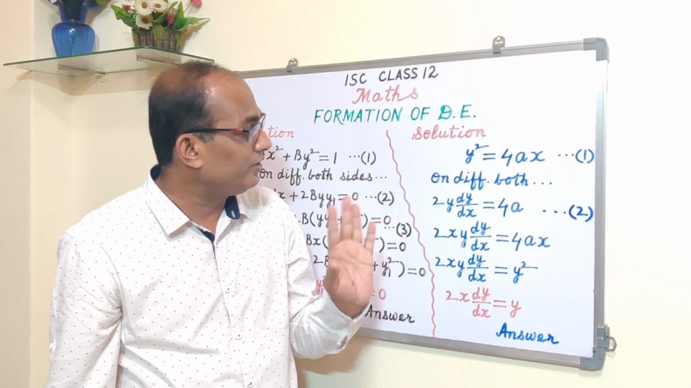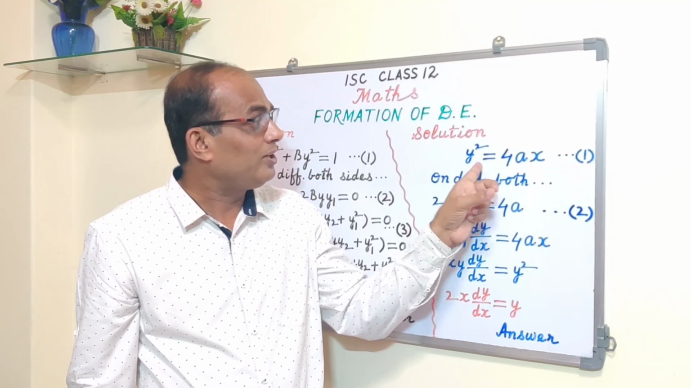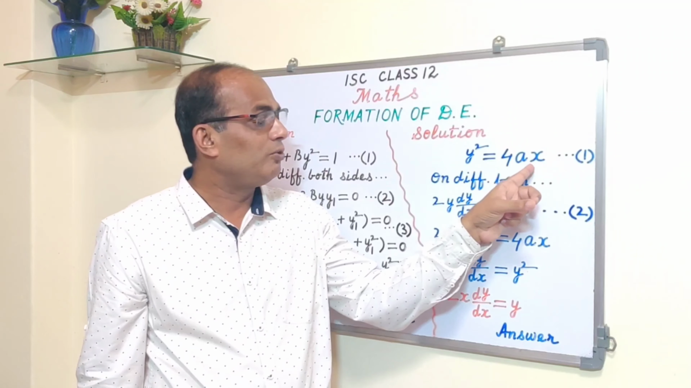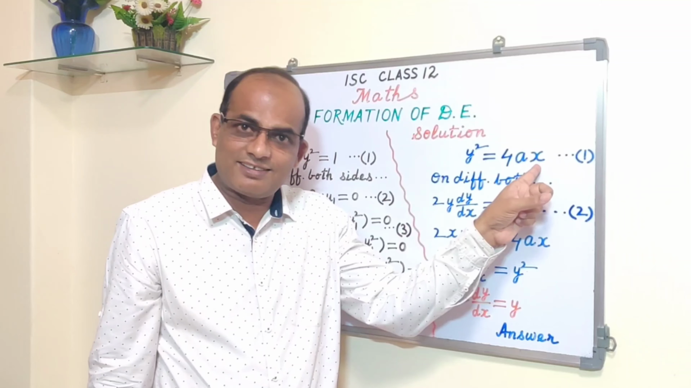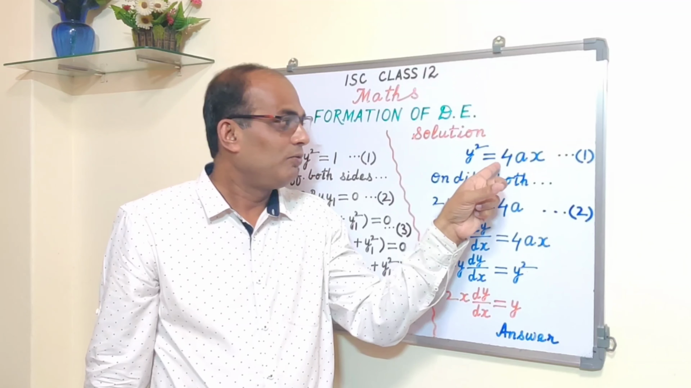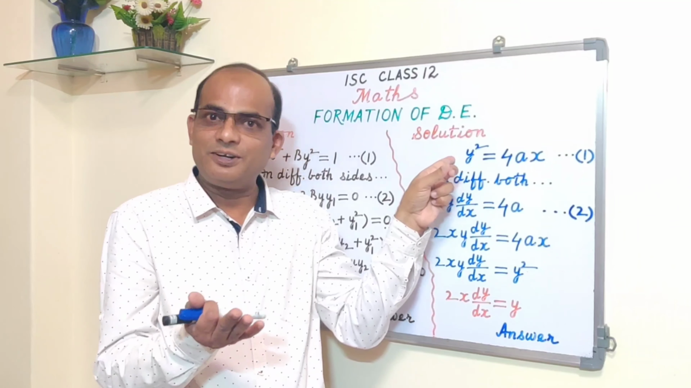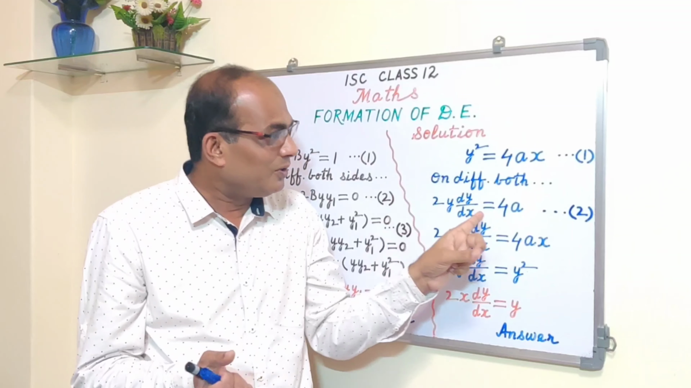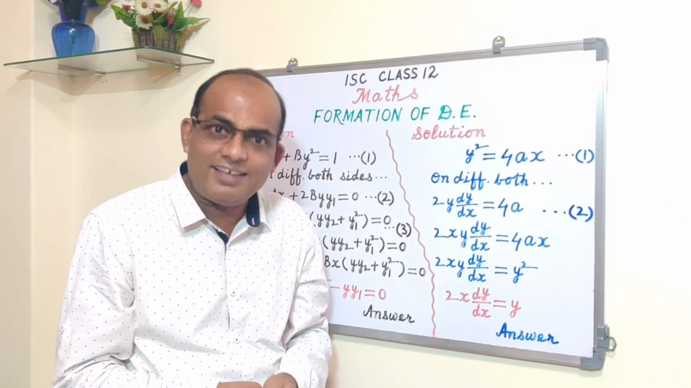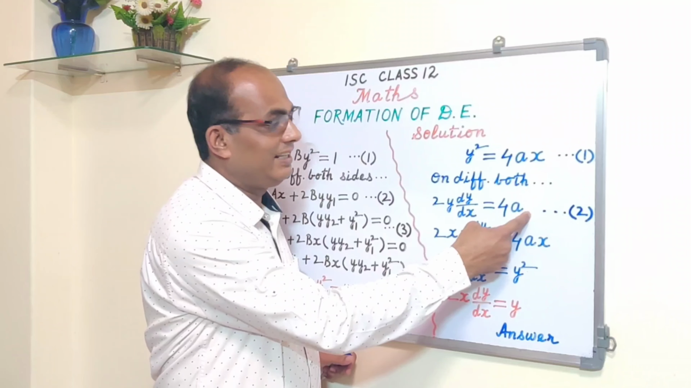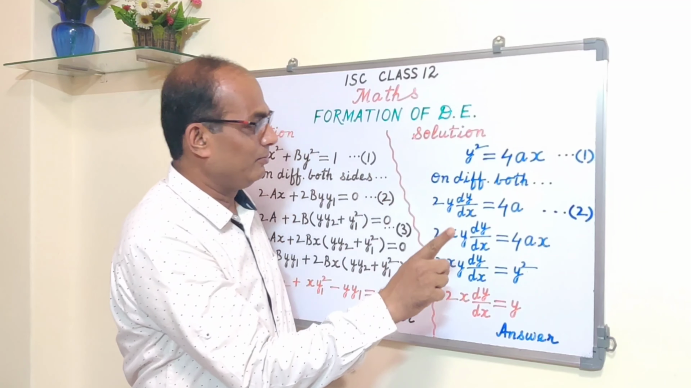Alright, so what I am doing, see, 4a already we have, and in this original equation, y square is equal to 4ax. So if we have 4ax, then in place of 4ax, we can write y square, and then we can get rid of a, isn't it? So 4a already we have in this equation. So if we multiply both the sides by x, then we will get here 4ax, and then that 4ax will be replaced by y square. Very easy.